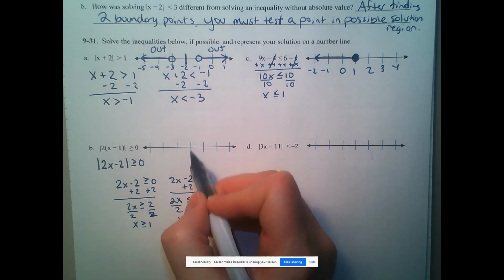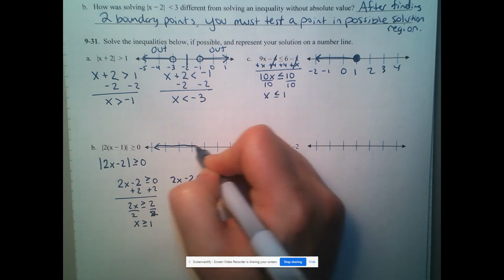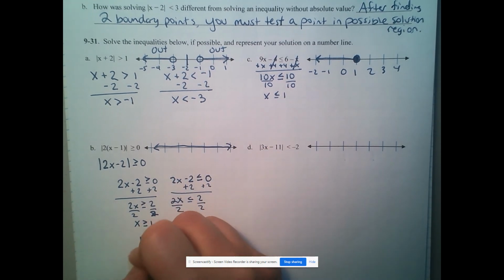So if I were to put 1 right in the middle, it would have a closed circle, and I would have an arrow to the right. I'd have a closed circle with an arrow to the left. This is actually an all real numbers solution.